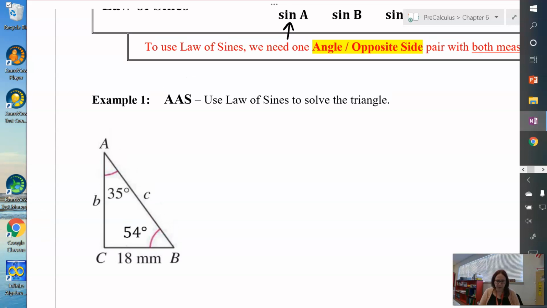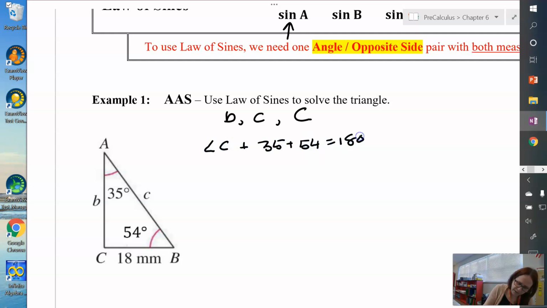So let's go ahead and solve this triangle. Now what's missing is side b, side c, and angle C. So those are the three that we're going to get. Easiest is to get the angle C right away. So I know that angle C plus 35 plus 54 is going to equal 180. Then to get angle C, all I have to do is subtract these two angles from 180. So 180 minus 35 minus 54 is 91. So now I know angle C is 91 degrees.